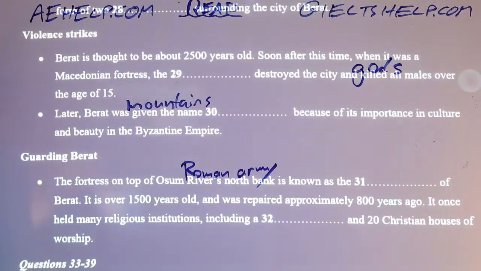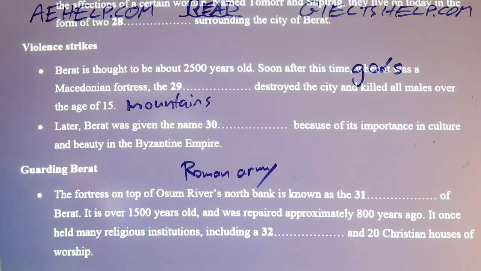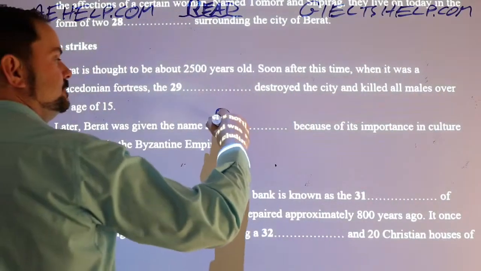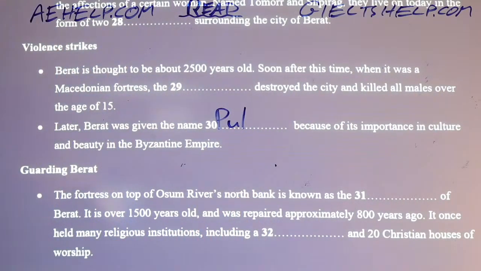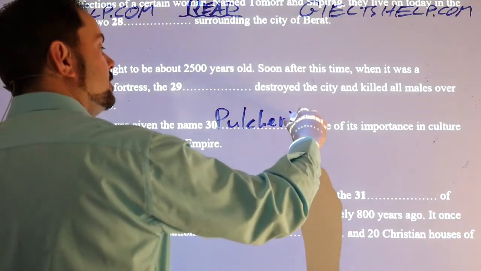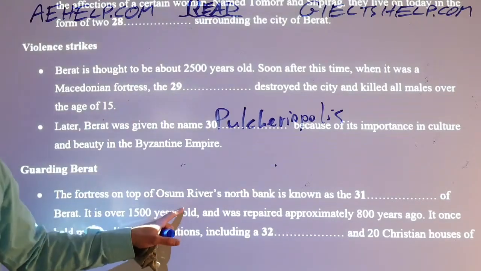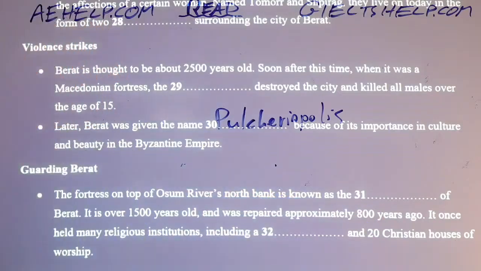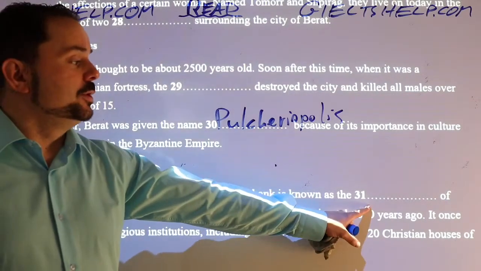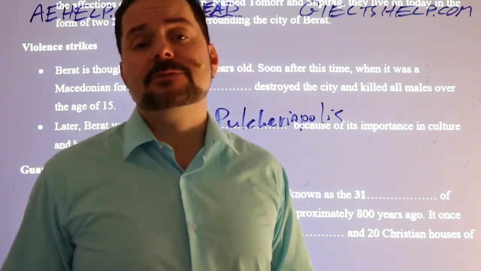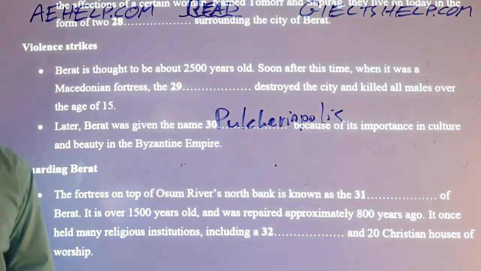Okay. All right. So, Pulcheriopolis. Polis. Okay, Pulcheriopolis. Yeah. All right. Guarding Berat, the fortress on top of Osum River's north bank is known as the something of Berat. All right, now if you remember the spelling, great. If you don't, you're going to have to check, but I bet many of you now know what the answer is here because of that paraphrasing, and this is why the paraphrasing is so important, because oftentimes the paraphrasing is the answer in the questions, okay? All right, citadel. Yeah, that's right.